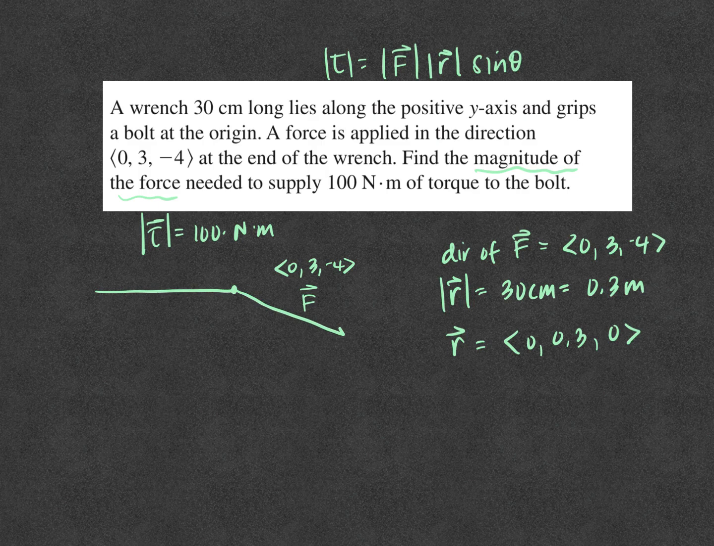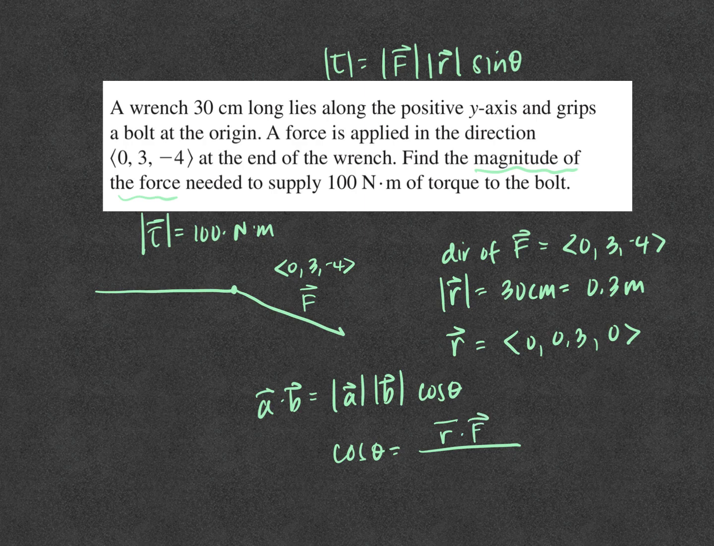Now we can use our dot product to find theta. So a dot b equals the length of a times the length of b times cosine of theta. So we're going to rewrite this to say cosine of theta equals r dot f over the length of r times the length of f, because what we're looking for is just the angle between them.